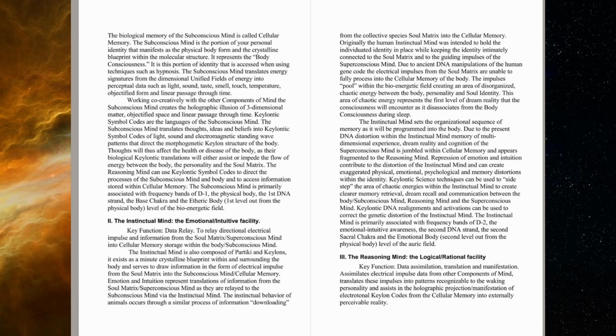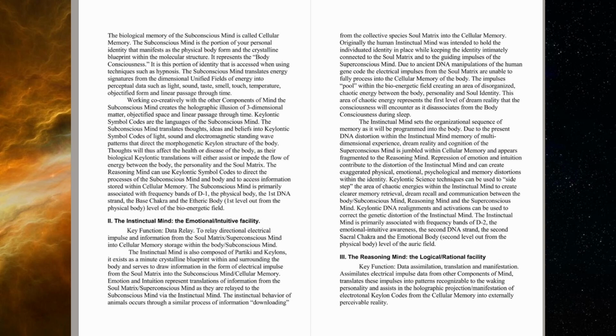Number 2, the instinctual mind, the emotional intuitive facility. Key function, data relay. To relay directional electrical impulse and information from the soul matrix, superconscious mind, into cellular memory storage within the body, subconscious mind. The instinctual mind is also composed of particle units and Keylons. It exists as a minute crystalline blueprint within and surrounding the body and serves to draw information in the form of electrical impulse from the soul matrix into the subconscious mind cellular memory. Emotions and intuition represent translations of information from the soul matrix or superconscious mind as they are relayed to the subconscious mind via the instinctual mind.